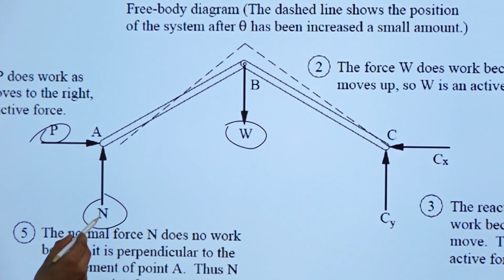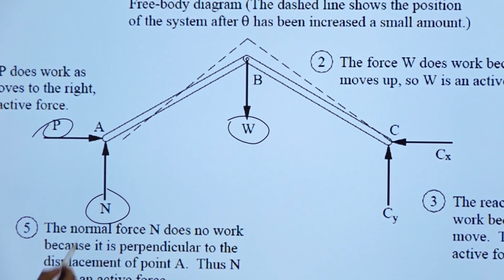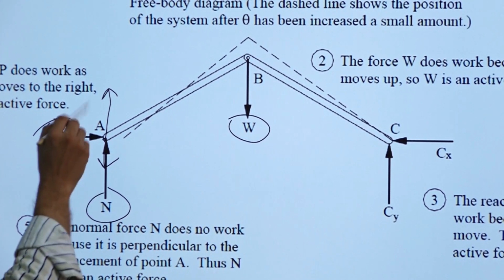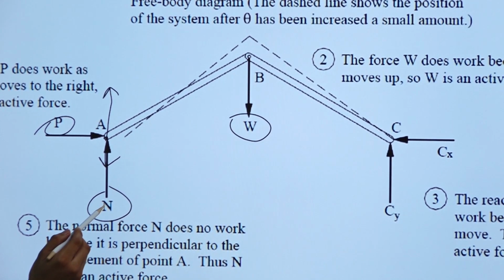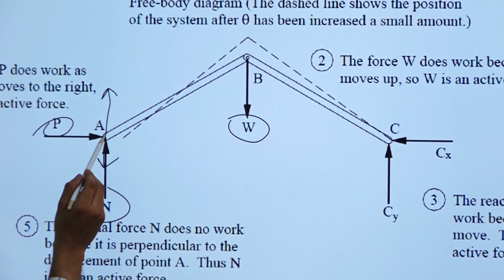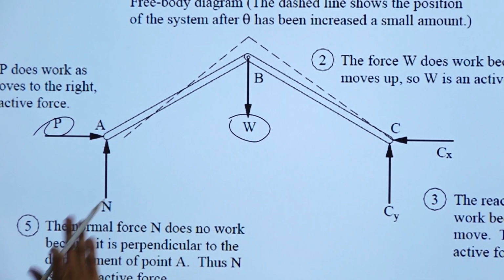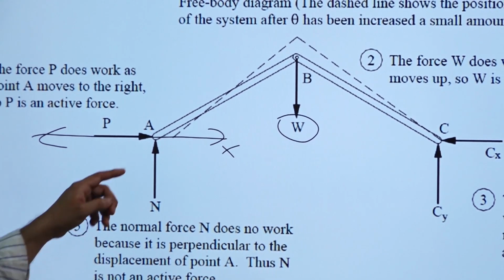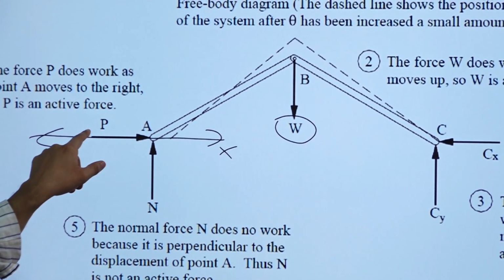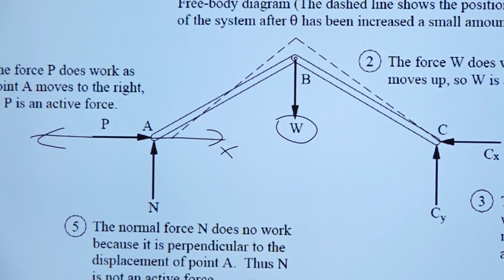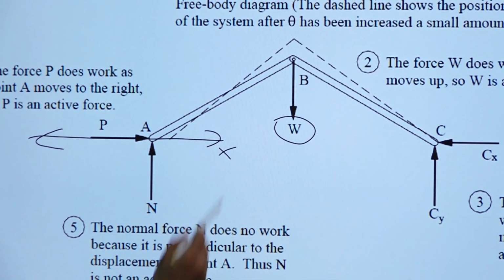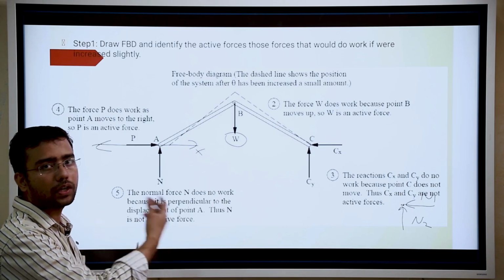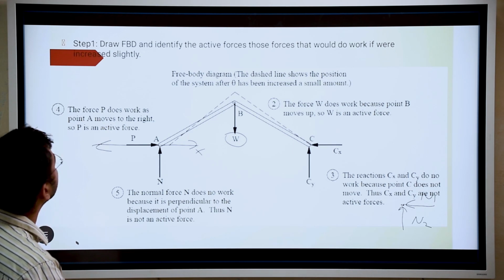So obviously from N we cannot find any work done. Why? Because this point is not moving in y direction. If it is moving in y direction, then only we can find out work done because of the normal force. But this point is moving in x direction, right? So this point is moving in x direction. That's why we can find out work done because of the force P. And this point is moving in y direction downward, B, right? So we can find out work done by W, right? And the combination of these two work dones will be equal to 0, right?